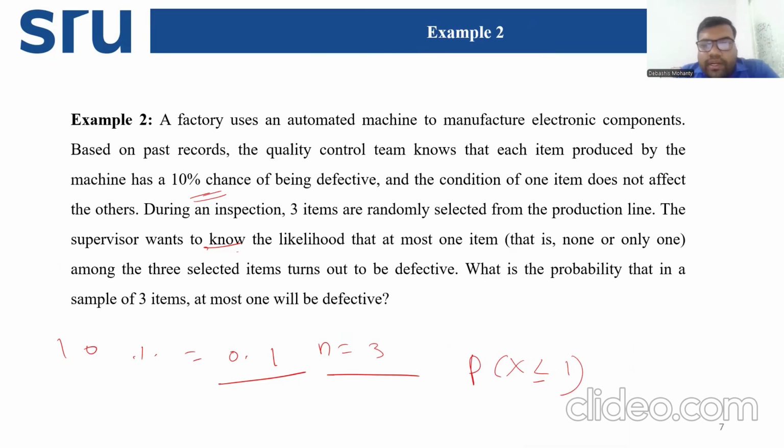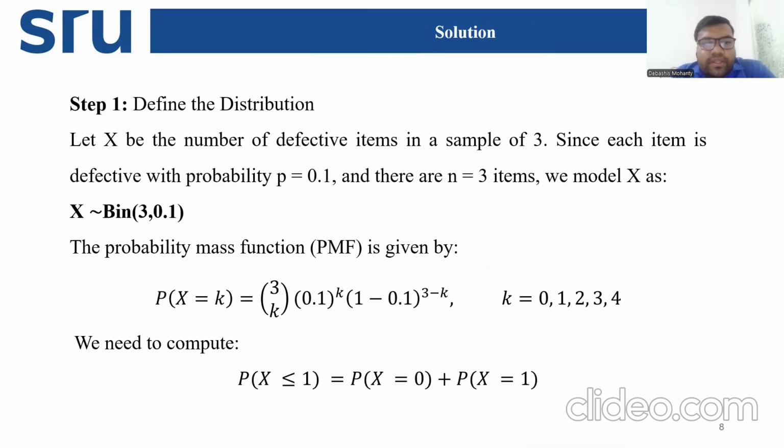Among the three selected items, at most one turns out to be defective. We need to find the probability that in a sample of three items, at most one will be defective. So the probability of X less than or equal to 1 we have to find. Let's come to the solution. Probability of X less than or equal to 1, that is very important, is equal to probability of X equals 0 plus probability of X equals 1.